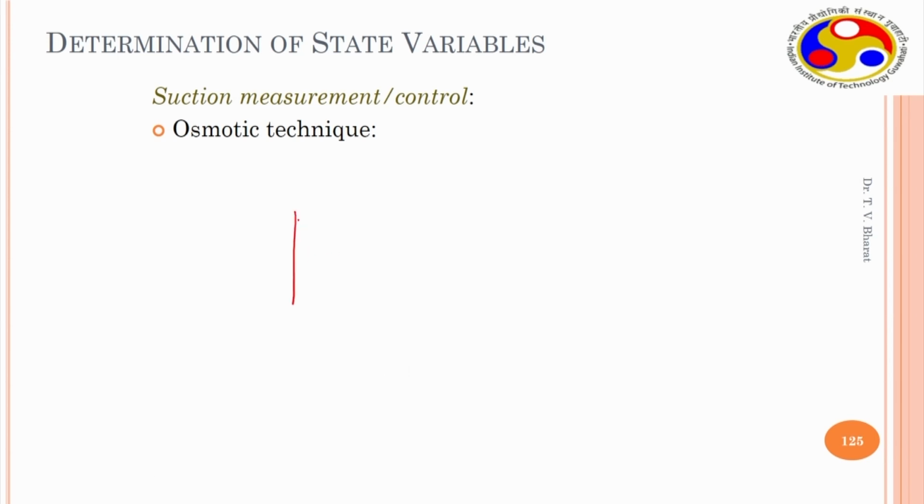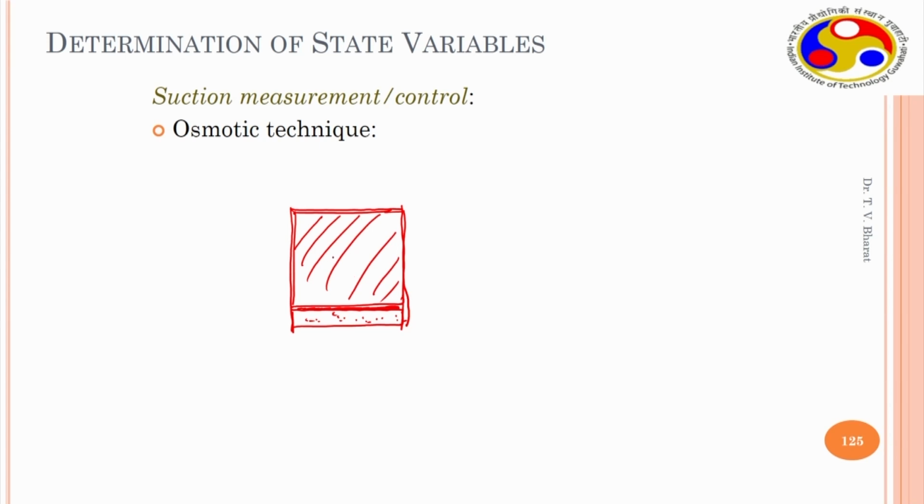So, here you have a soil sample taken in a small column, and you put a semi-permeable membrane on the top and bottom, or only just at the bottom, and you have a porous stone which is placed. So, you have a membrane here, and this is a porous stone. So, now everything is contained in a column. So, this is the soil. So, now this is connected to a reservoir.